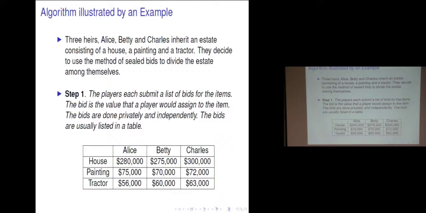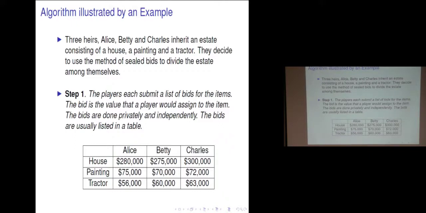Alice will be this 280,000 and so on and so forth. And then for the painting, they give different valuations. For example, Betty will say this is 70,000 and so on and so forth. And then this tractor is less valuable, so something like this, right? So each player submits a list of bids for these items. So that's the first step.